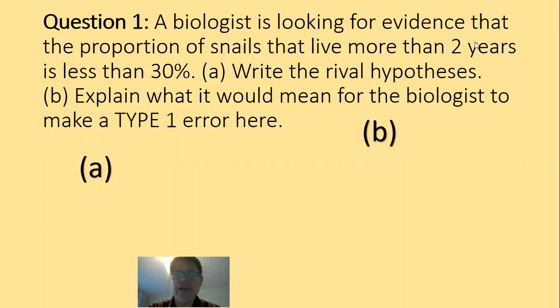So first of all, in writing the hypotheses, we have to decide what parameter is involved. And we see in the question that we're talking about a proportion, the proportion of snails that live more than 2 years' time. Now, what the biologist is looking for evidence for is that this proportion is less than 30%. So that's going to form our alternative hypothesis that the proportion P is less than 30%.